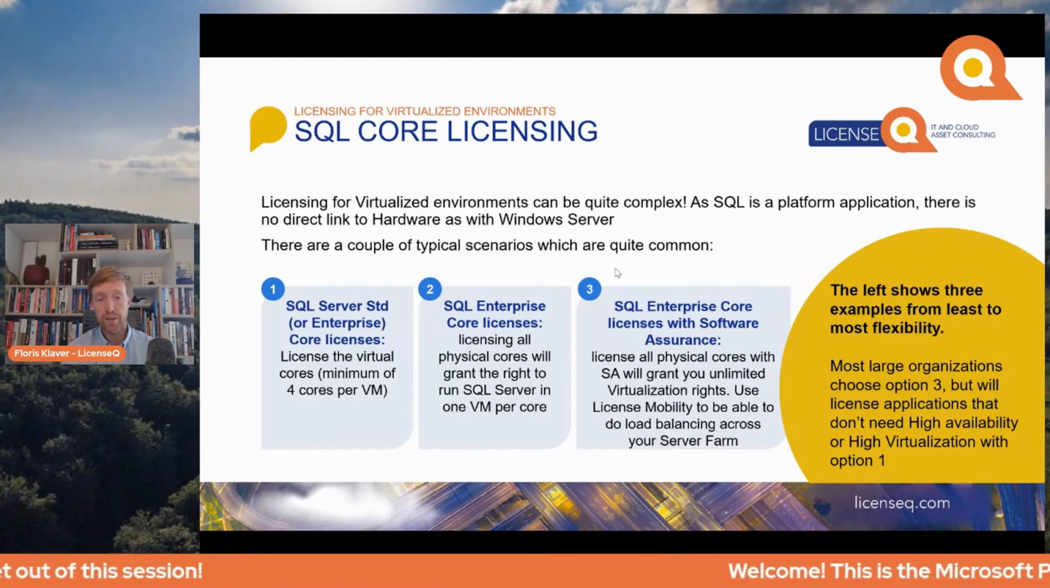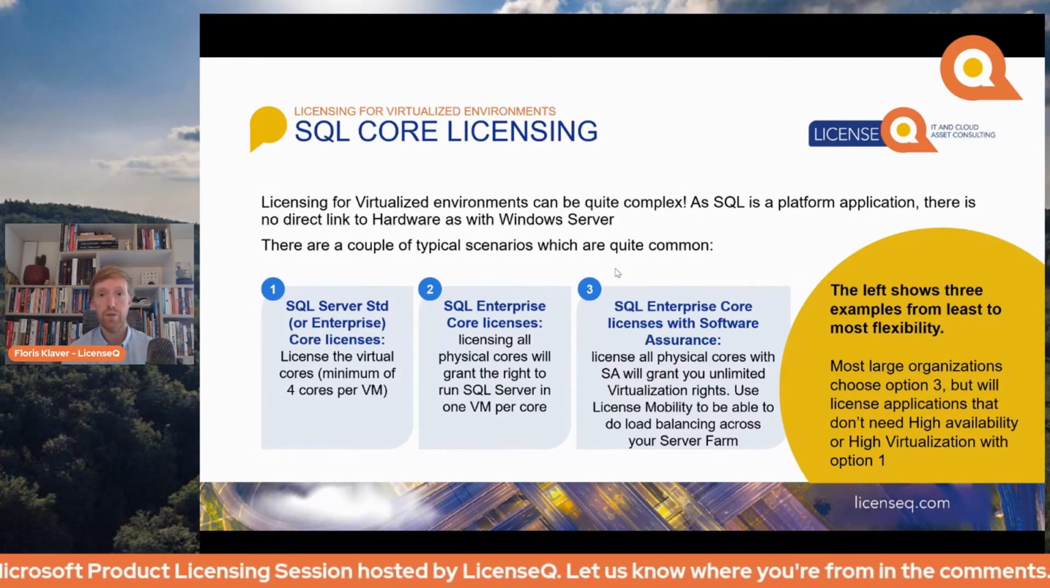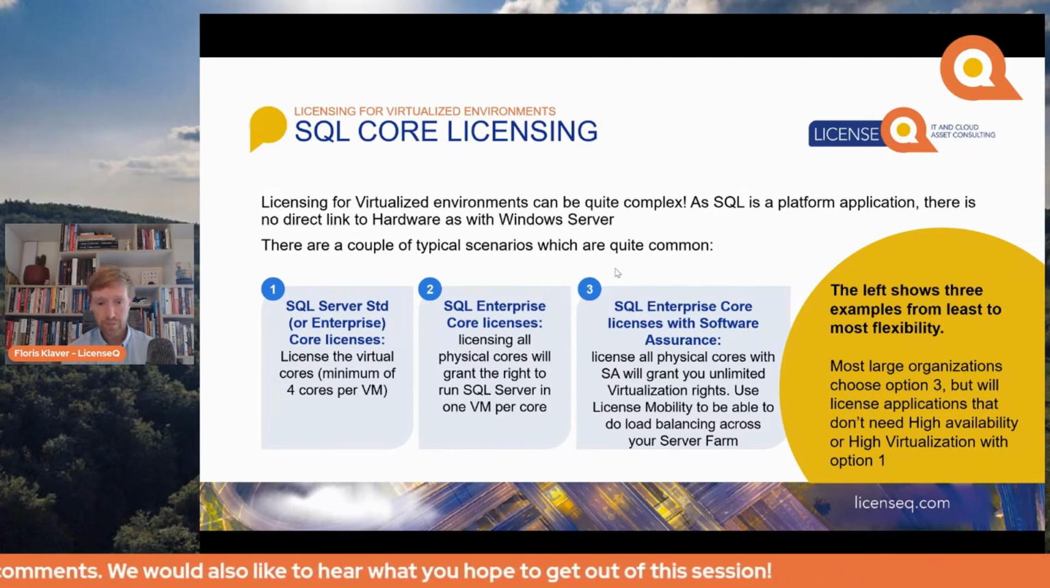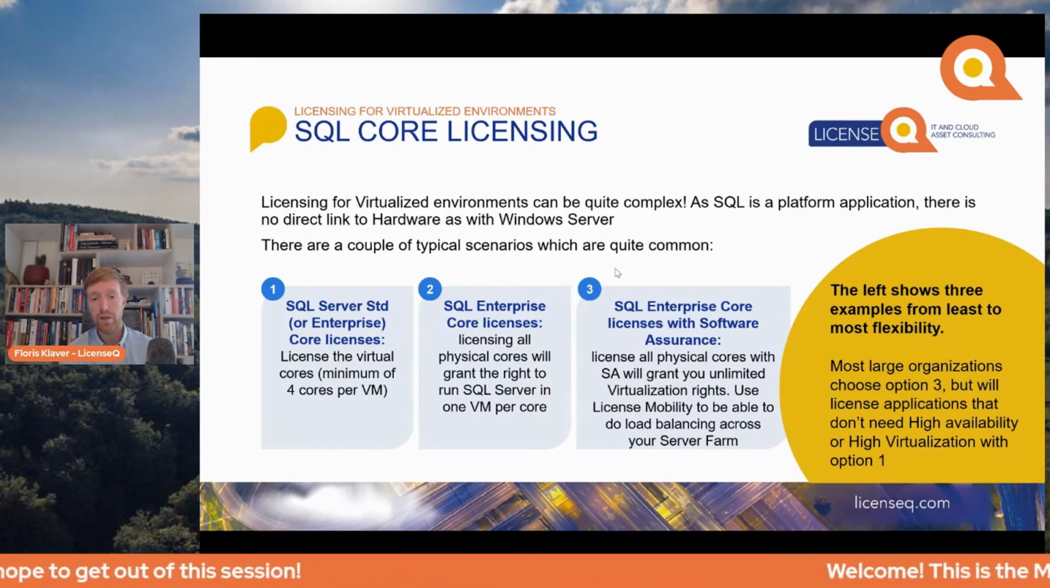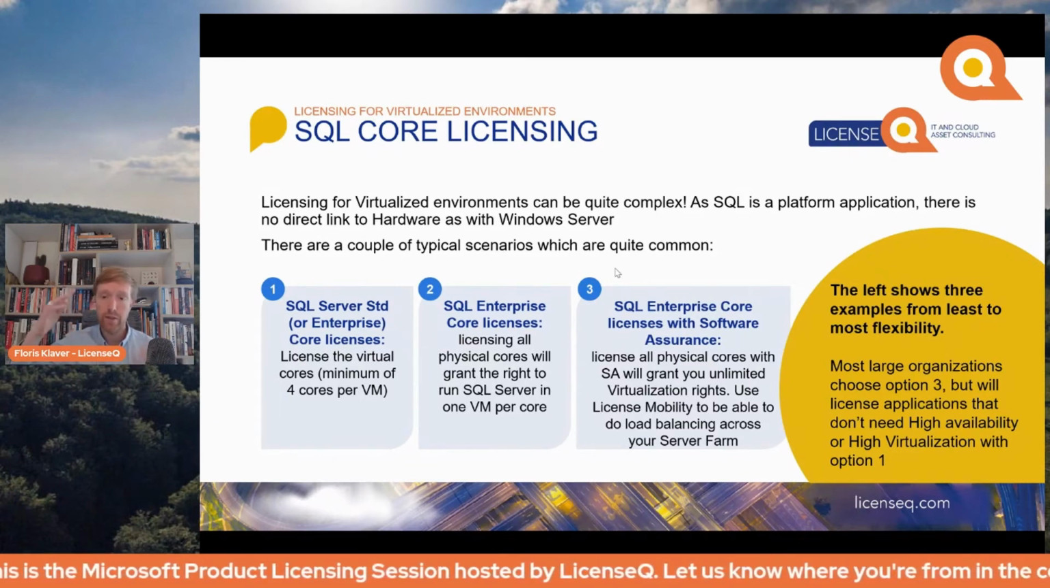The first option is to license SQL Server Standard or Enterprise core licenses and just license the virtual cores. So if you do not do any heavy virtualization, but you want to run a certain amount of virtual machines with SQL, you just license the virtual cores, and then you count the minimum of 4 cores per virtual machine. And the second is to buy SQL Server Enterprise Edition core licenses. Then you can license all your physical cores, and it will allow you the right to run SQL Server in 1 VM per core that you acquired. So you can do either or.